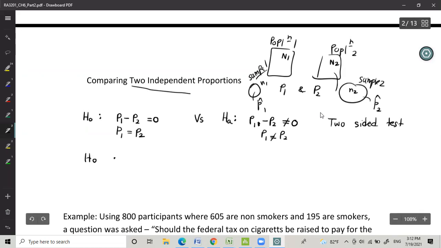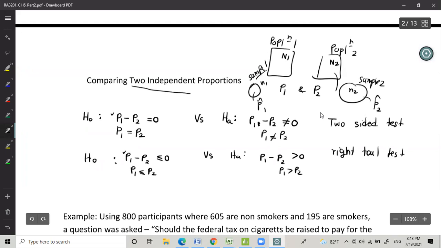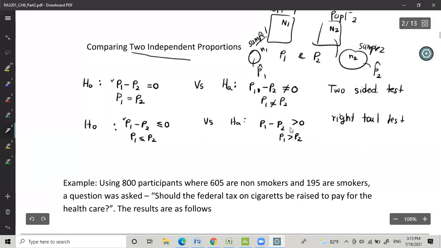So shall we try the right side test? H0: P1 minus P2 less than or equal to 0 versus HA: P1 minus P2 greater than 0. So this is the right side test or right tail test. Or the other way is P1 less than or equal to P2, versus P1 greater than P2. We usually go with the first one. I'll recommend the first one because if you use software, that is how you get the output. Okay, so it's good if you stick with one.